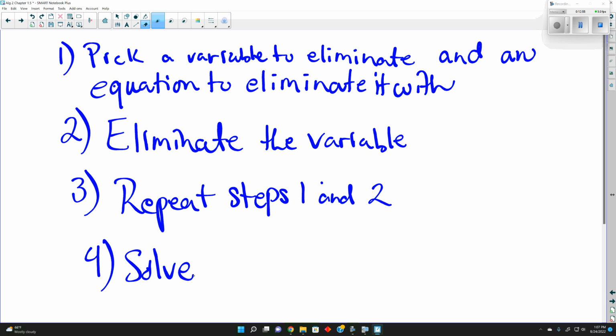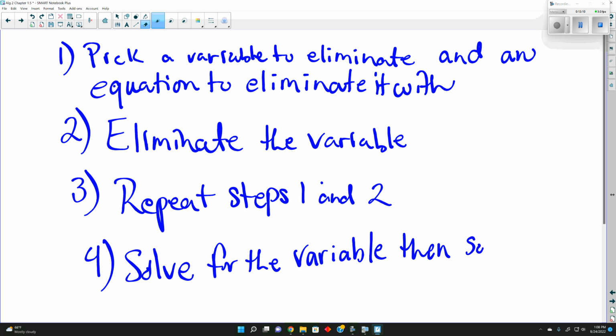Solve for the variable, then solve backwards. Solve for the variable and then solve backwards. And the solve backwards will make sense here in a minute. It'll make more sense once we get there.